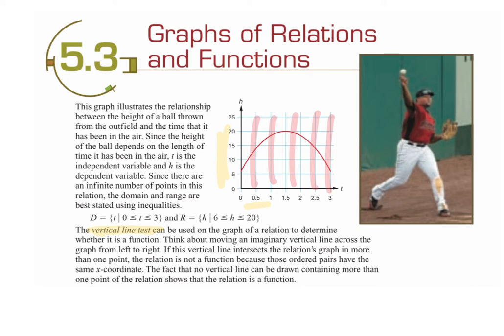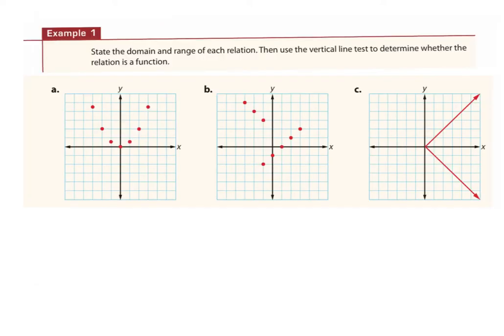All right, so let's look at the example. State the domain and range of the relation, then use the vertical line test to determine whether the relation is a function. The domain is my x values. When looking at a graph to find the domain, I just walk along the graph and pick out my x values. My x values are -3, -2, -1, 0, 1, 2, and 3. So that is my domain.